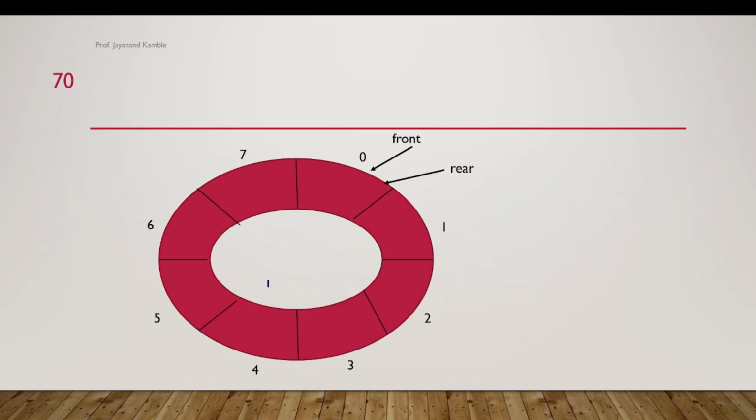Now we will understand graphically how these operations take place. Let's see. Initially front and rear values are both 0. And when both are the same, it means the queue is empty. Now my queue is empty. I begin with the enqueue operation. Observe the complete screen.